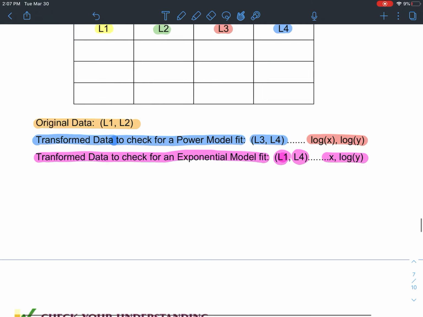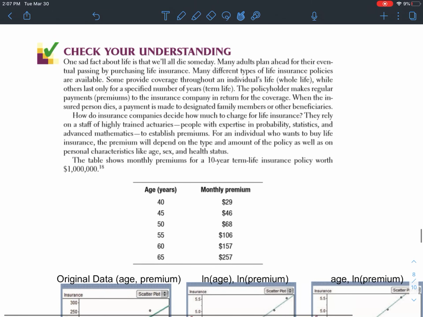Now, without necessarily doing this, we're going to take a look at this last example on the next page. It says, one sad fact about life is that we'll all die someday.